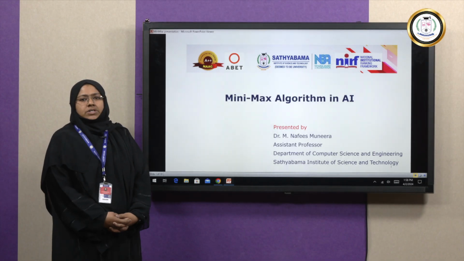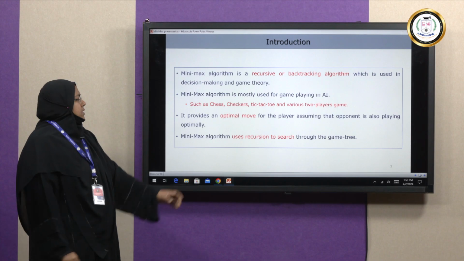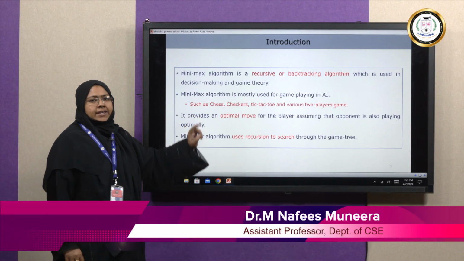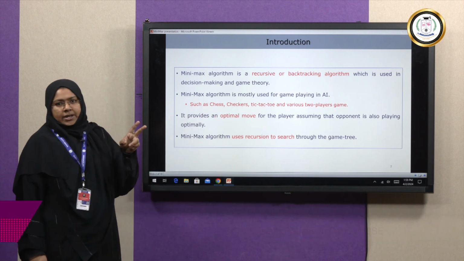In today's class, we are going to see about the Minimax Algorithm in AI. This is a search algorithm which is mostly used in game theory and decision making. It uses recursion and backtracking for game theory and decision making. It is mostly used in games like chess, checkers, tic-tac-toe and various other two-player games.